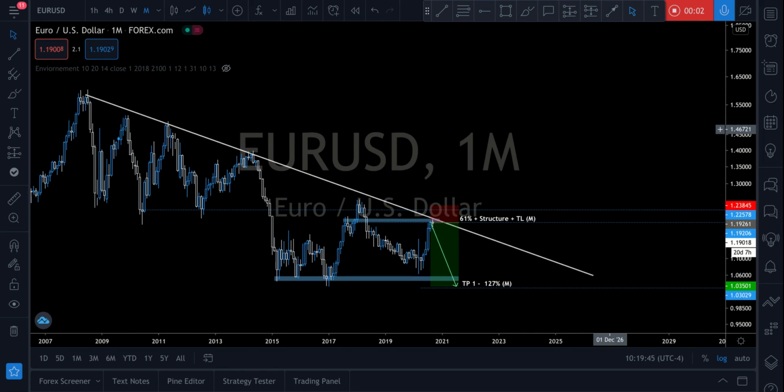What's going on, everyone? Welcome back to this multi-time frame forecast. We're going to be going over Euro USD.